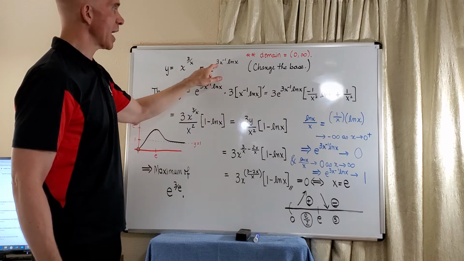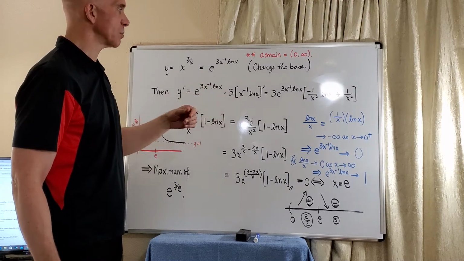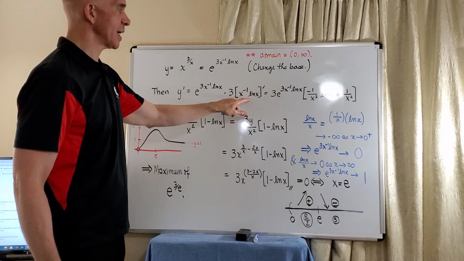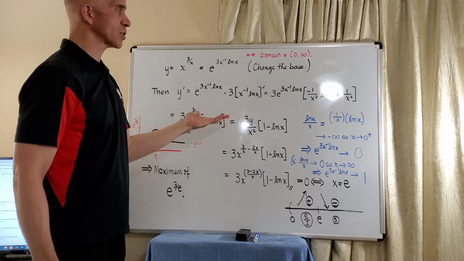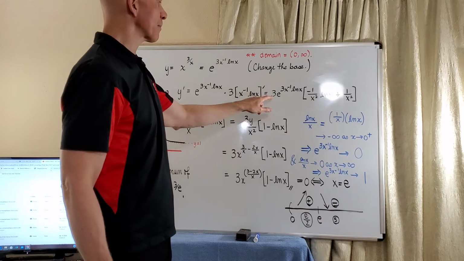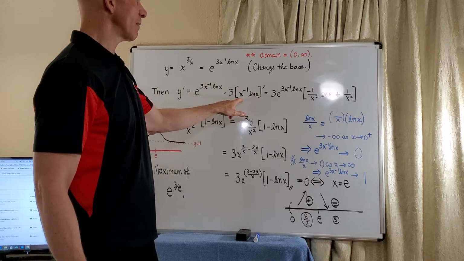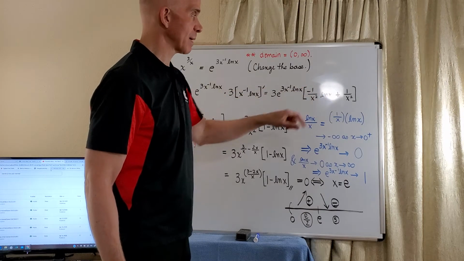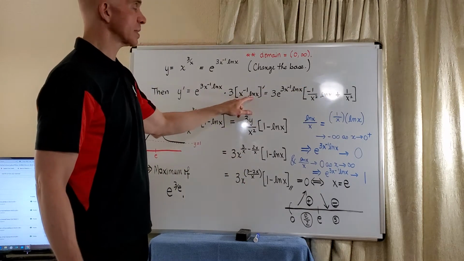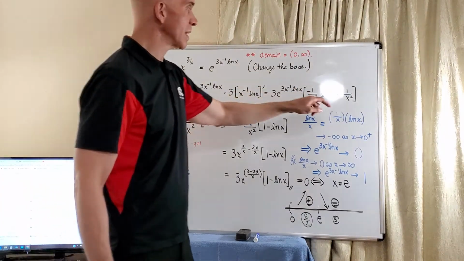And so of course we have a 3 here, which we can factor. Constants always come out, I always do that. And then we want to differentiate x to the minus 1 times log x. Okay, that's just the product rule. So we'll have 3 times the exponential factor, and then of course the derivative of x to the minus 1 is negative 1 over x squared, and then we have times log x.